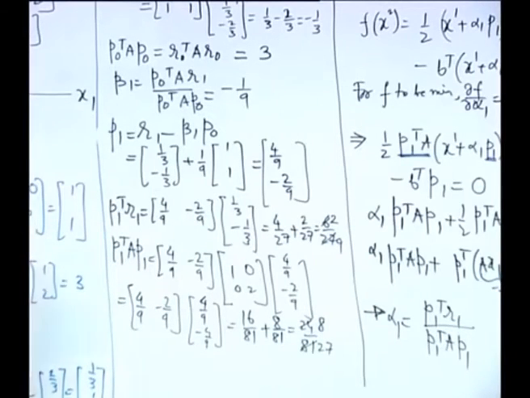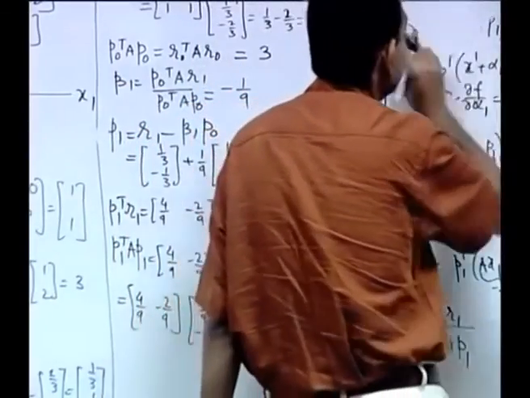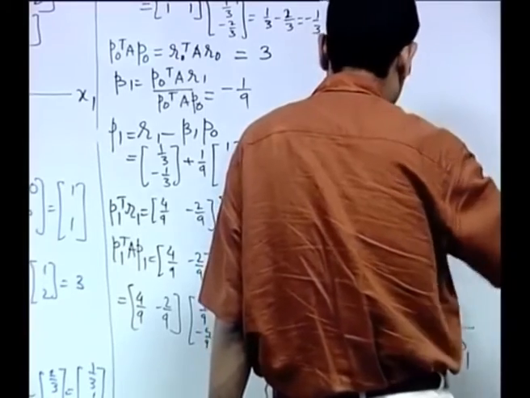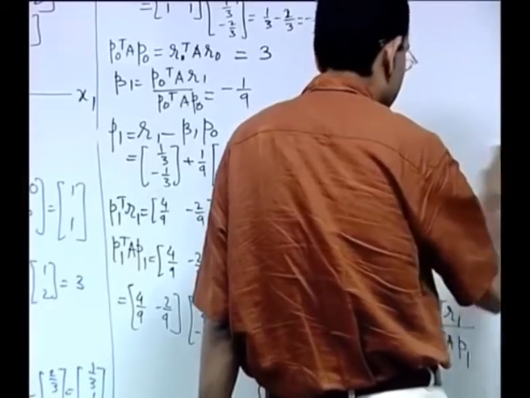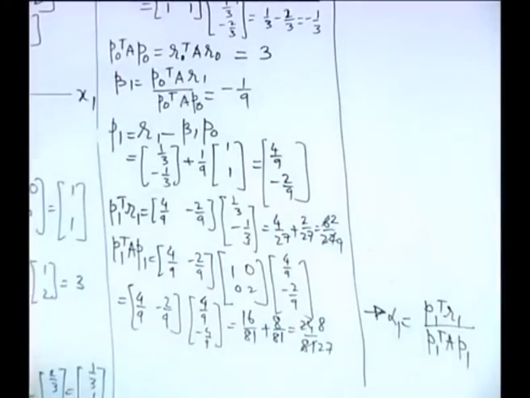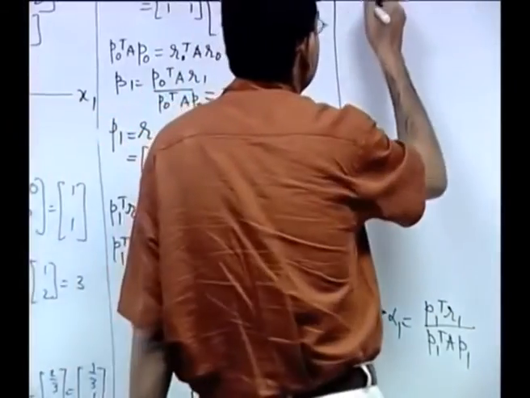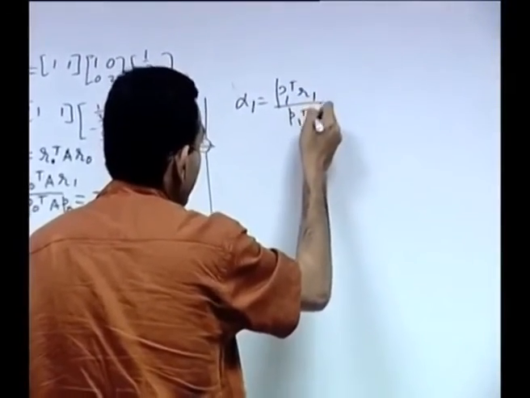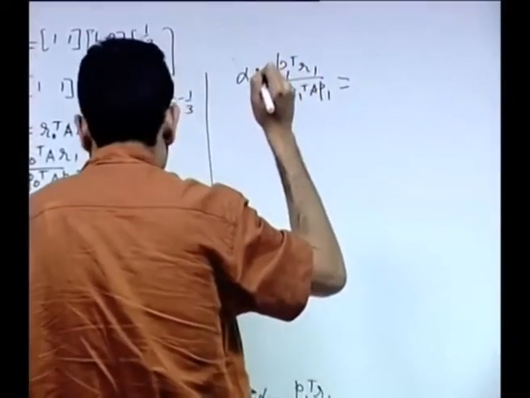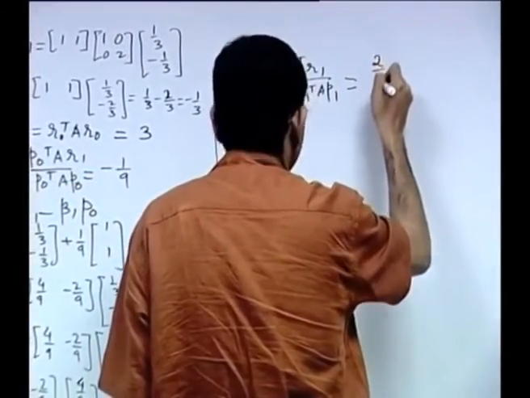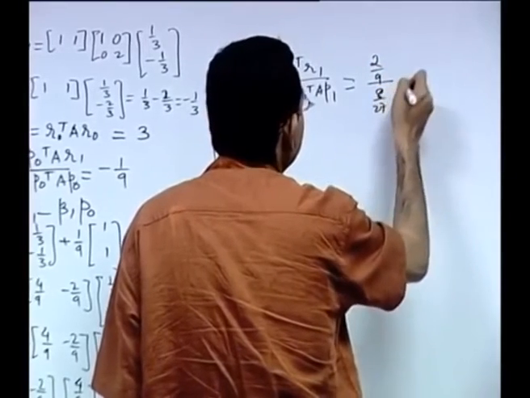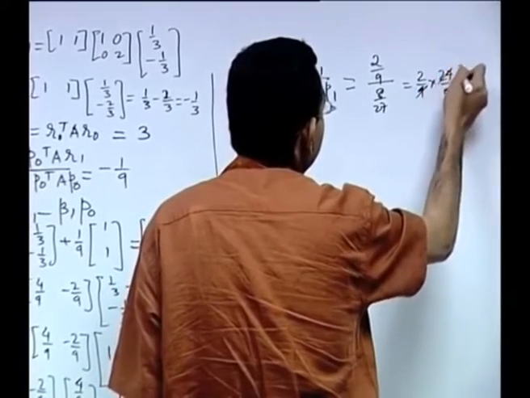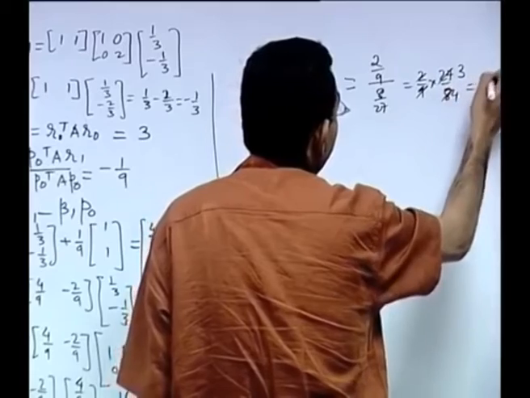So next we can calculate what is alpha 1. Alpha 1 is P1 transpose R1 by P1 transpose AP1. So 2 by 9 by 8 by 27. So 2 by 9 into 27 by 8, that is equal to 3 by 4.